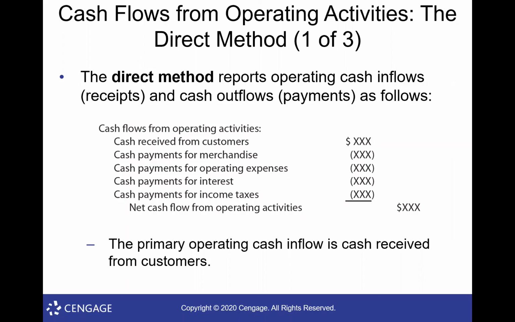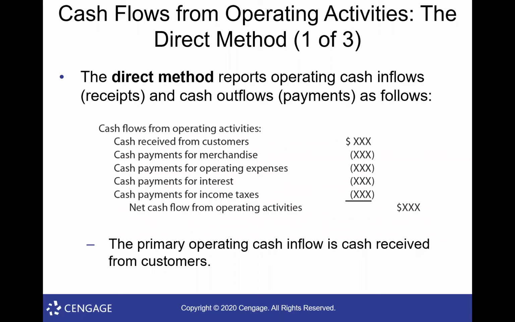So this is the direct method, the other method, where it just lists cash received from customers, cash payments for merchandise, cash payments for operating expenses, etc., and it gives you a total net cash flow from operating activities. That's why it's called direct. There are no weird adjustments and other things like that. It just lists them all out.